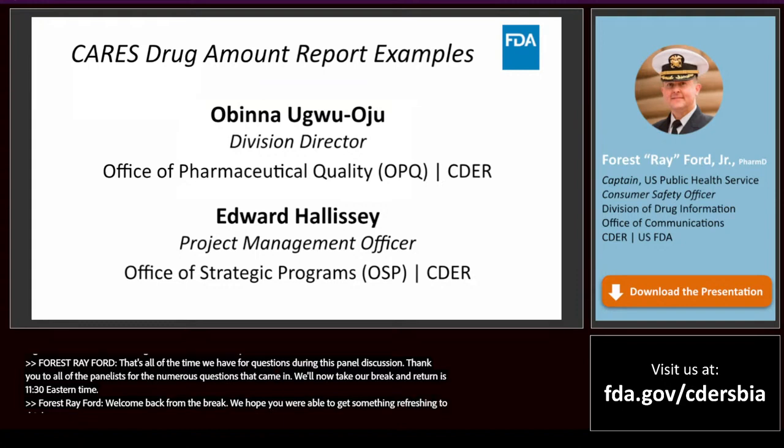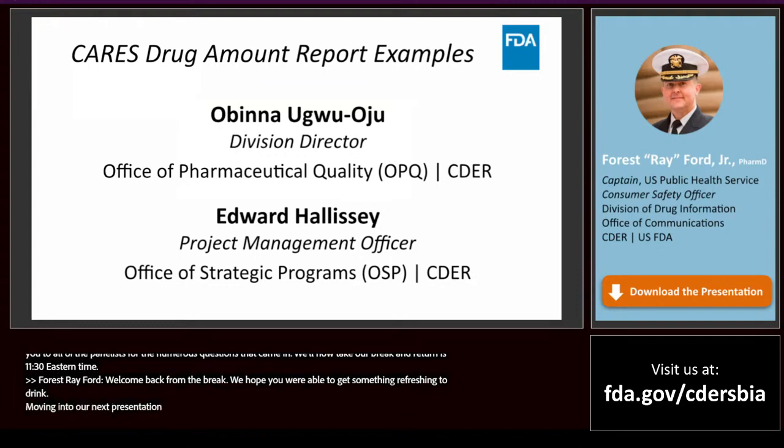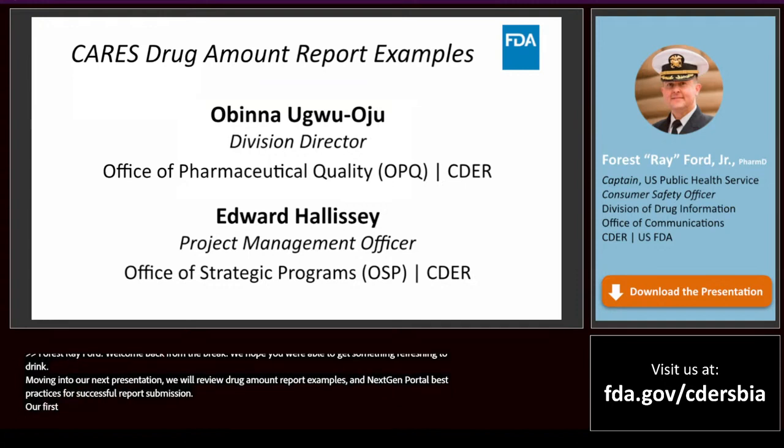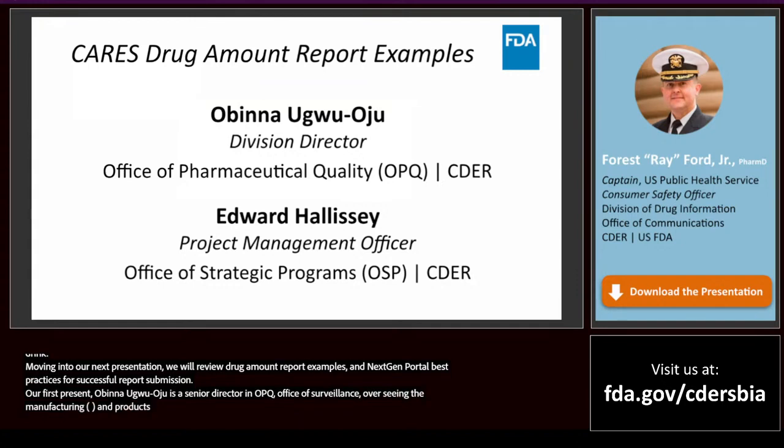Moving into our next presentation, it will review drug amount report examples and next-gen portal best practices for successful report submission. Our first presenter, Obinna Ugwu-Oju, is a division director in CDER OPQ Office of Surveillance, where he oversees the catalog of CDER-regulated manufacturing facilities and products and provides oversight to the CDER site selection model that is used to prioritize sites for risk-based surveillance inspection.